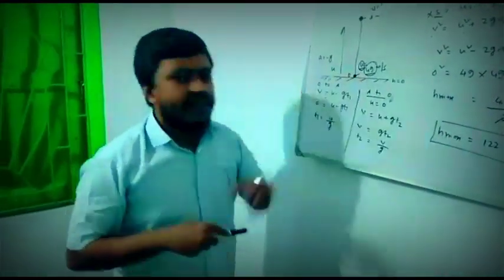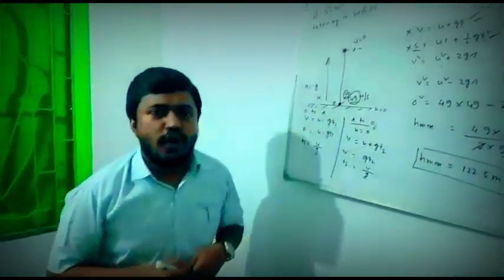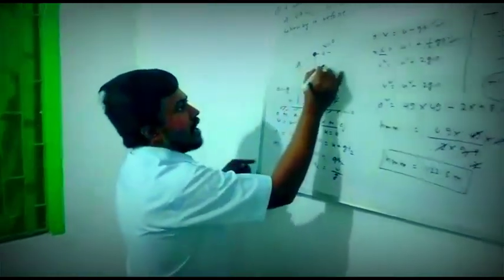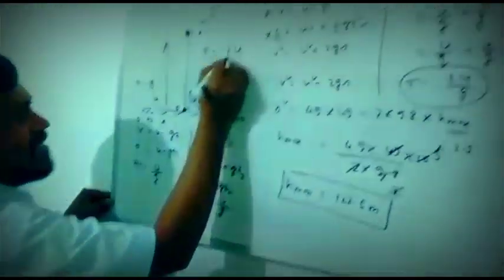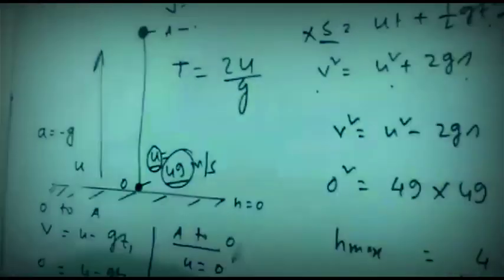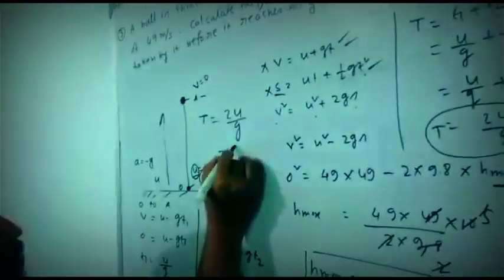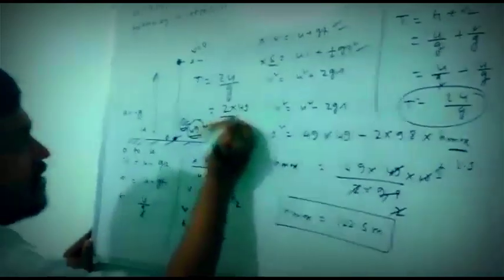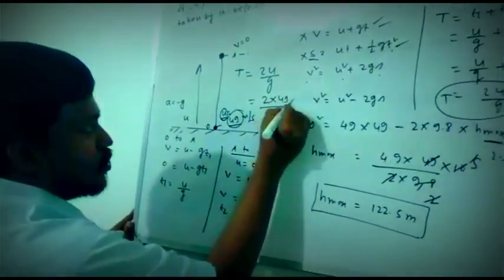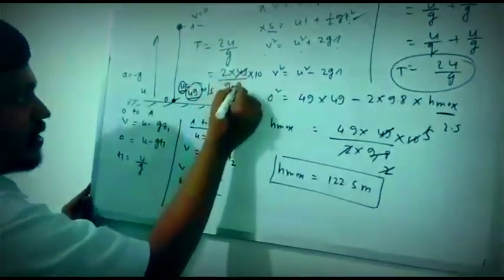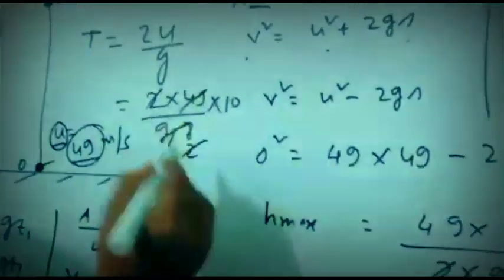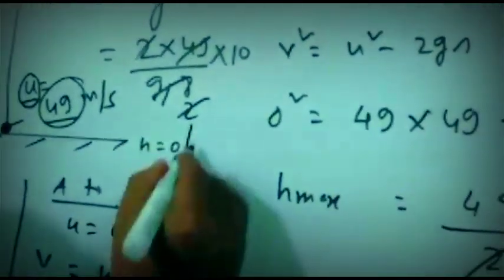You know the value of u: u equals 49. Now you can put in the value and find the answer. What is the time taken for reaching the ground? u equals 49, so 2 into 49, and g equals 9.8, so approximately 10. The 49 and 2 cancel out. So the time T equals 10 seconds.